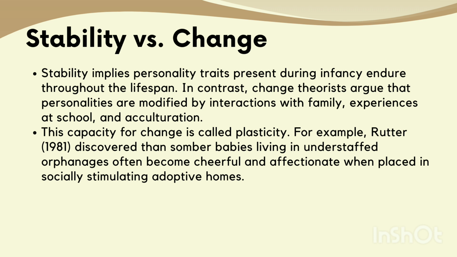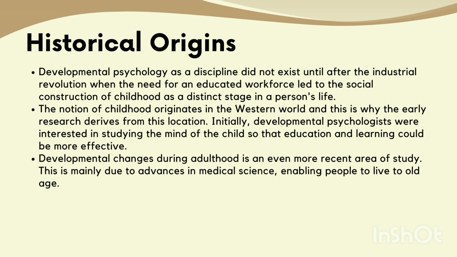Stability versus change. Stability implies personality traits present during infancy endure throughout the lifespan. In contrast, change theorists argue that personalities are modified by interactions with family, experiences at school, and acculturation. This capacity for change is called plasticity. For example, Rutter discovered that somber babies living in understaffed orphanages often become cheerful and affectionate when placed in socially stimulating adoptive homes.